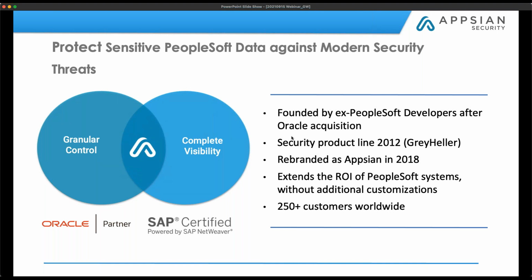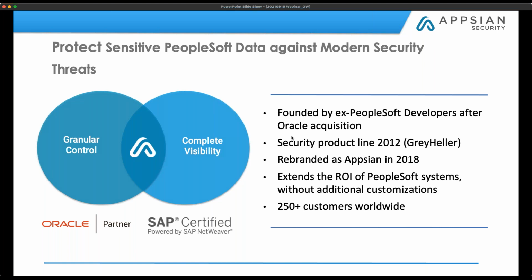We also have what we call our A360 platform, which gives you visibility into what users are doing inside of the applications. That's going to be external. The two of those tools together allow us to do many of the things that we talk about. We are an Oracle partner as well as an SAP certified solution.